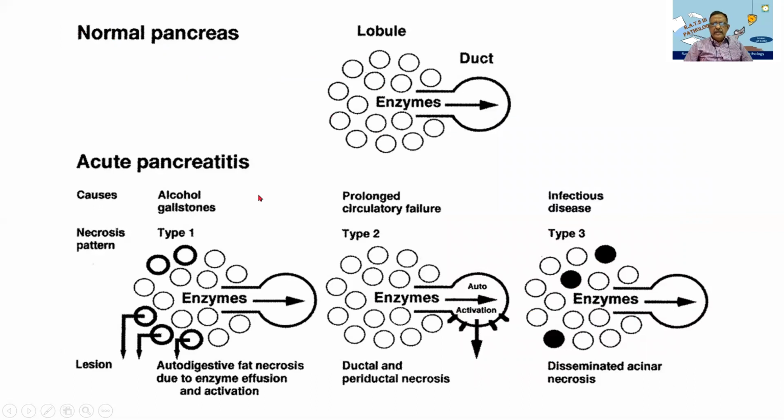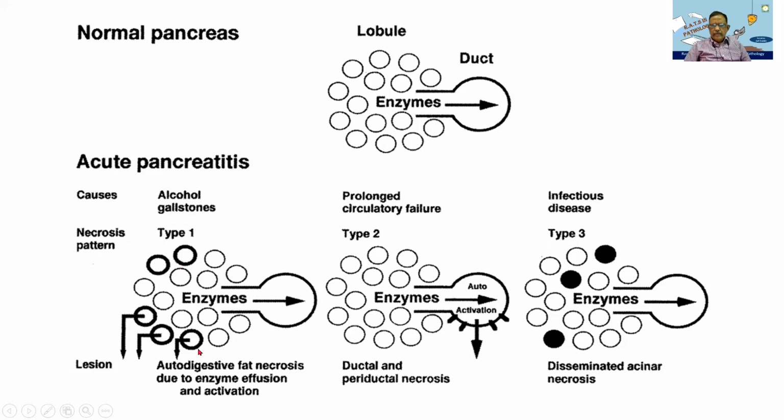This is a normal pancreas and pancreatitis, a schematic diagram which you people can just follow. So these are the pancreatic acini, the enzymes are being liberated and taken to the ducts. Now in a case of pancreatitis, there can be a peripheral necrosis. And because of the enzymes, there can be autodigestion of the acini as well as the surrounding fat. This is one pattern. The second one is that you find a ductal and periductal necrosis in the surrounding region.